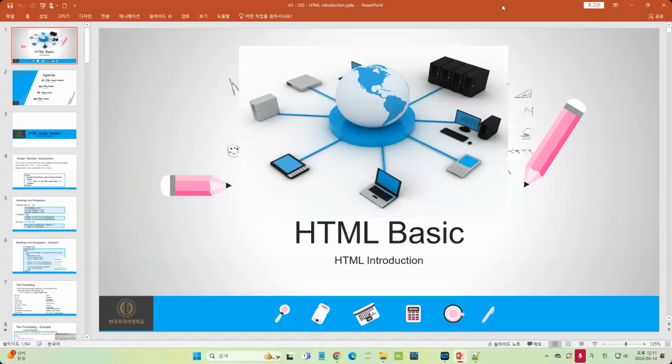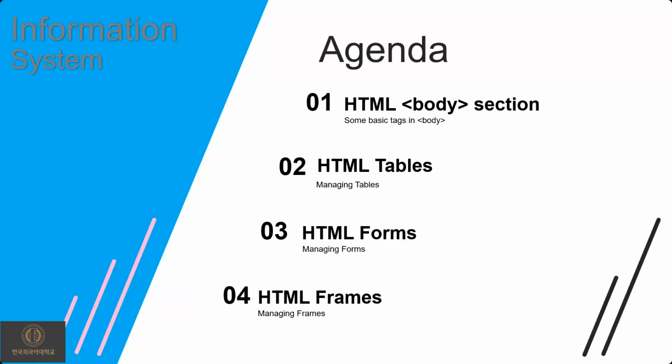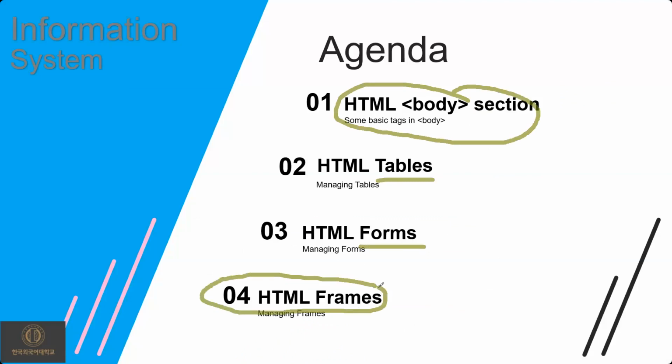Last week we already learned about the basic HTML, and we know that in the HTML there are two sections, the head and body. So today we are going to focus on the body section, and on the body section there will be many things that we can learn. We are also going to learn about tables, forms, and frames a little bit, because nowadays people do not use frames, but let me just explain the basic one.